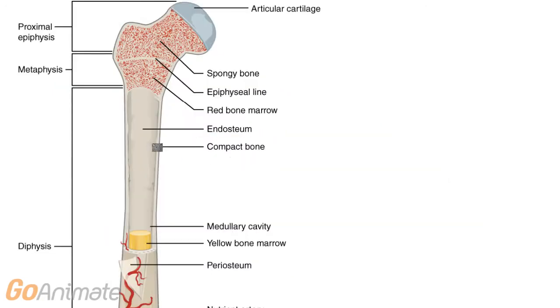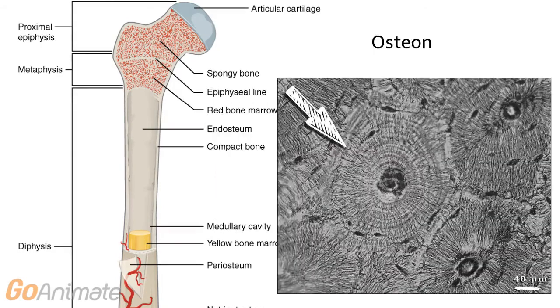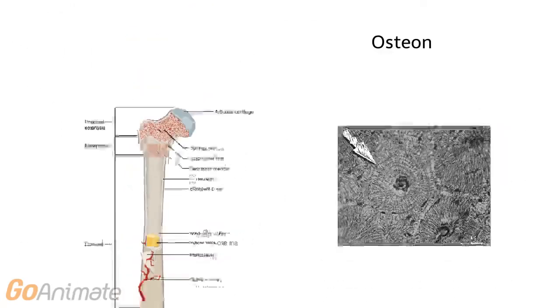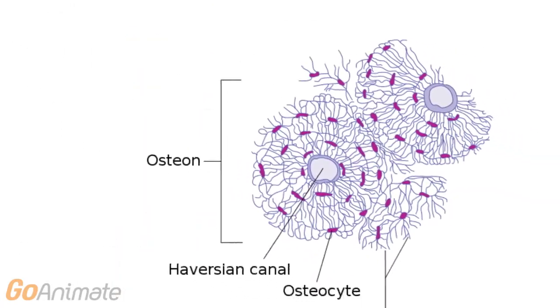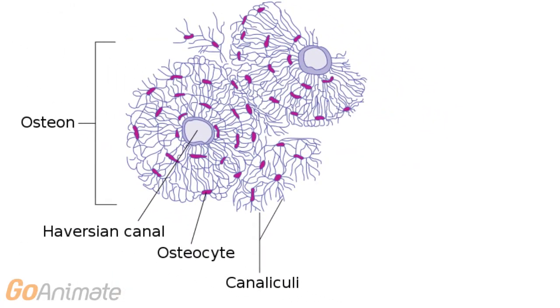Compact bone is found in the margins of long bones. Compact bone is arranged in structural units called osteons, or Haversian systems. Each osteon contains concentric rings called lamellae arranged around a central canal. Small canaliculi create an interconnected network. Central canals are connected to each other via transverse or diagonal perforating or Volkmann's canals.